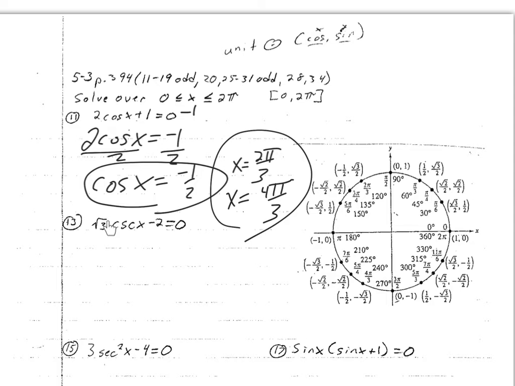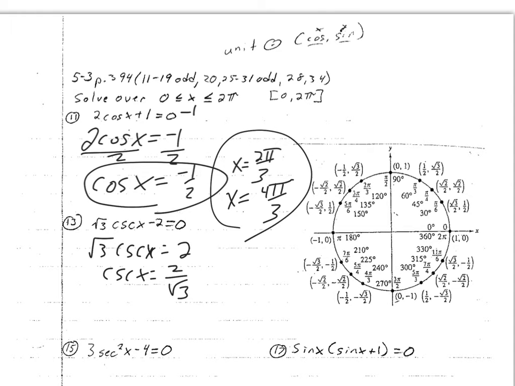For question number 13, we're going to do the same type of thing. We're going to get the square root of 3 cosecant x all by itself. So the first thing we're going to do is move the -2 over to the other side. So I'll have the square root of 3 cosecant x equals 2. And now I'm going to divide by the square root of 3. So cosecant x is going to equal 2 divided by the square root of 3.